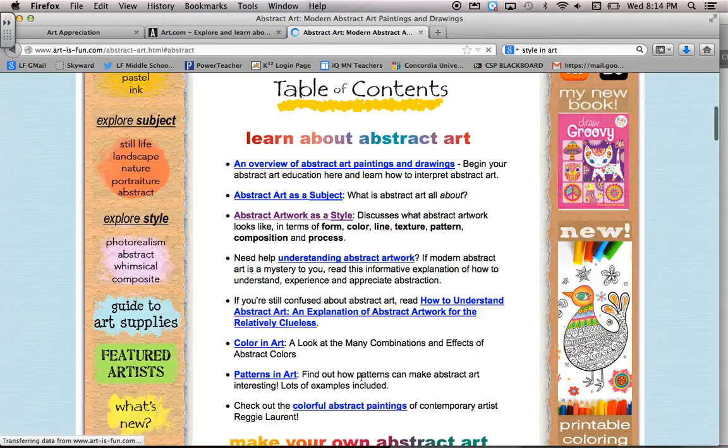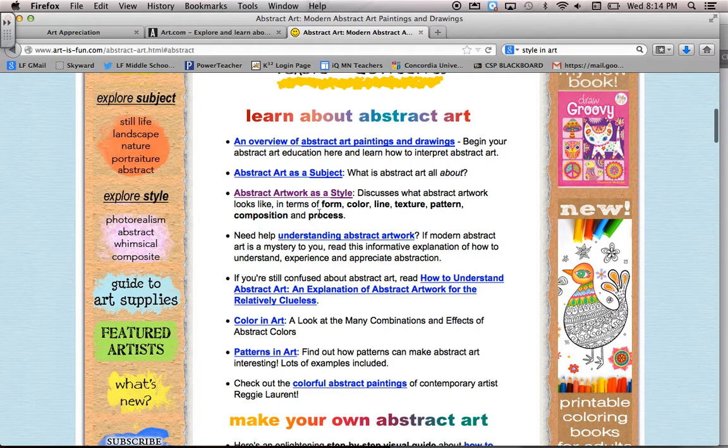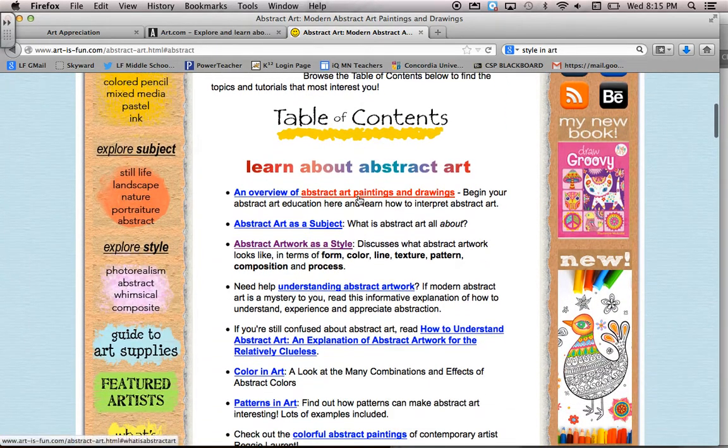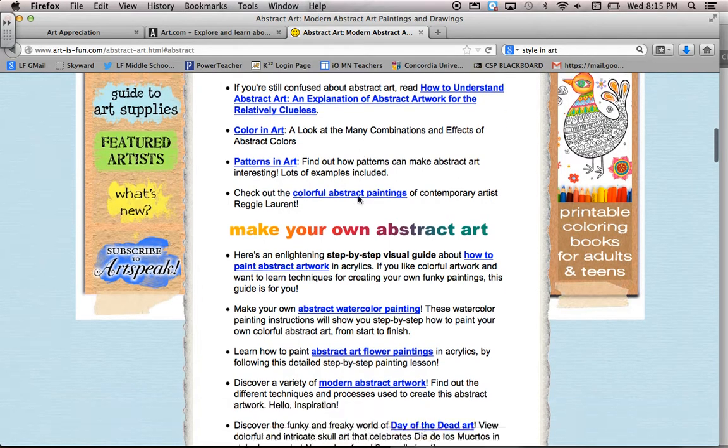We can take a look at the Art Abstract table of contents and learn about abstract art. You can look at abstract art as a subject, understanding abstract works of art, color in art, patterns in art, and then just some more paintings. If you want, you can take a look at this website on your own. It's called artisfun.com. It's more of a blog type that has different lessons and things like that.